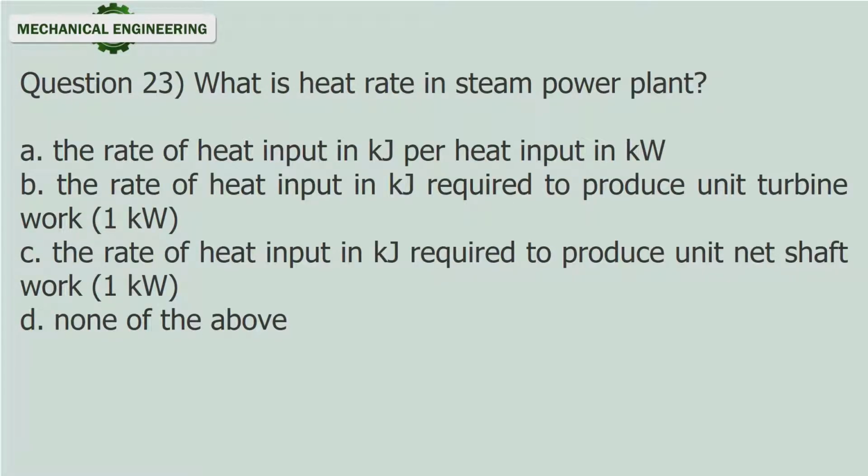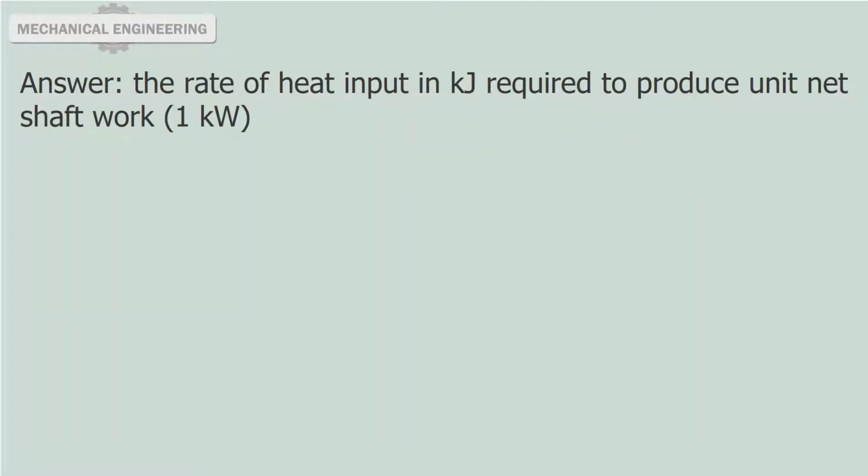Question 23. What is heat rate in steam power plant? A. The rate of heat input in kJ per heat input in kW. B. The rate of heat input in kJ required to produce unit turbine work, 1 kilowatt. C. The rate of heat input in kJ required to produce unit net shaft work, 1 kilowatt. D. None of the above. Answer: the rate of heat input in kJ required to produce unit net shaft work, 1 kilowatt.